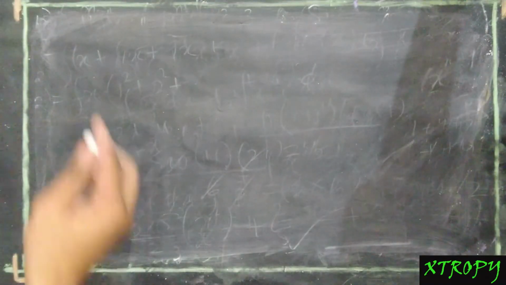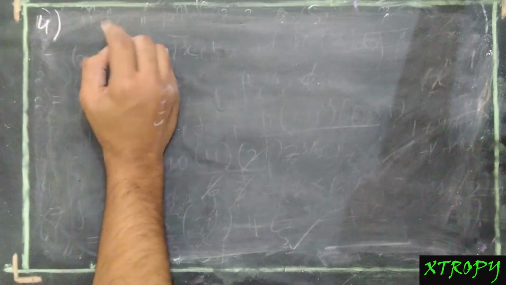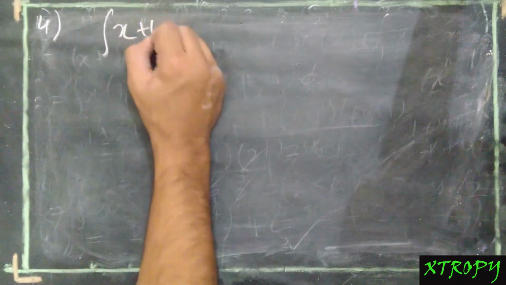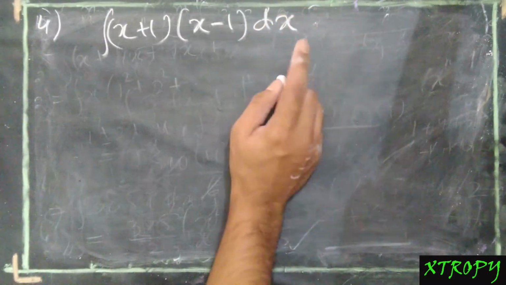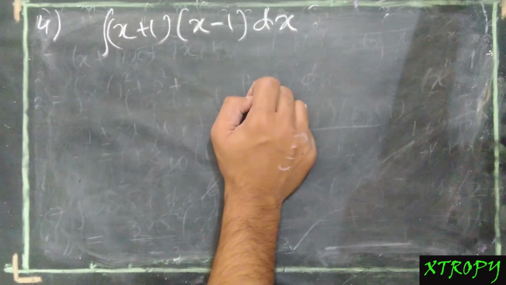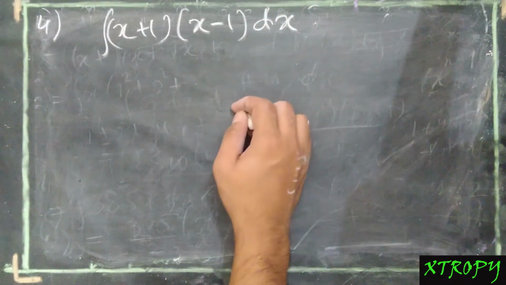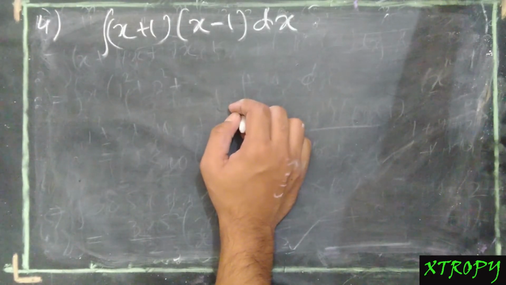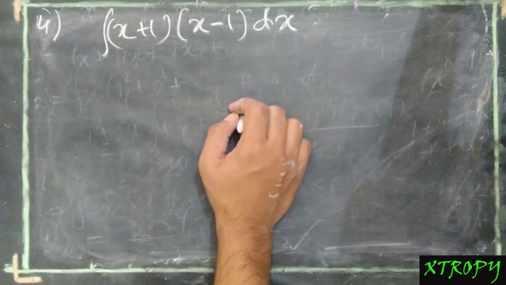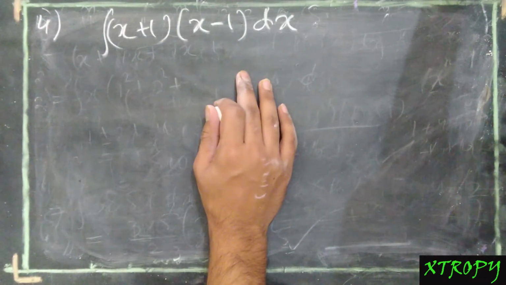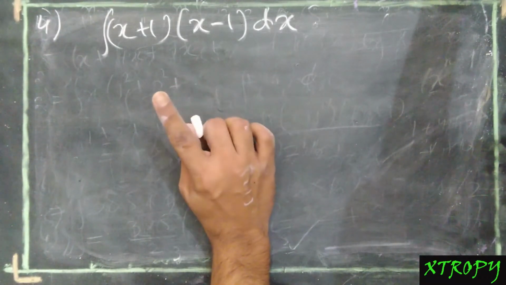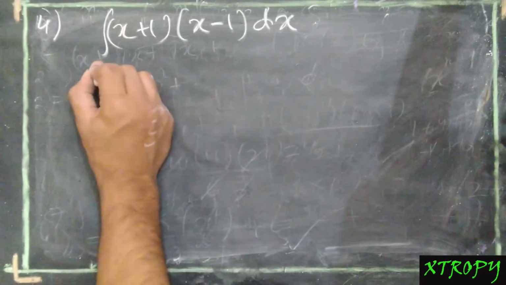Time for example number 4. Suppose you are asked to evaluate the integral of x plus 1 into x minus 1 dx. I told you earlier that there is no product rule or quotient rule in integration. So how do we encounter this one? Whenever you see a scope of expanding, and if it is feasible, then you expand the term and then integrate. So let us expand this.